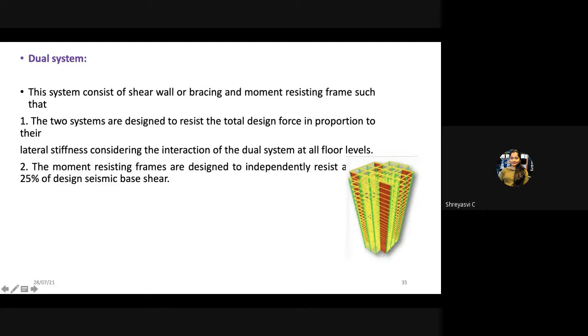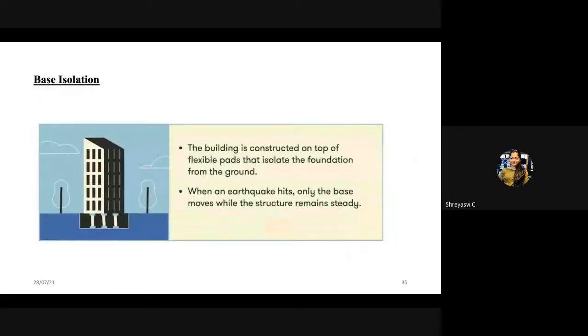So when we consider this dual type of structure, there is a reduction in the column sizes that are needed, actually. And also it reduces the demand which is being placed on the gravity load resisting structural elements. So that is why we introduce additional elements.